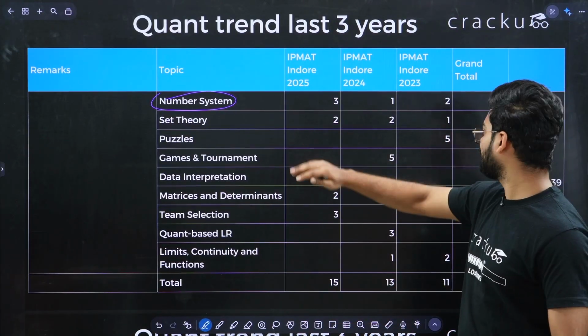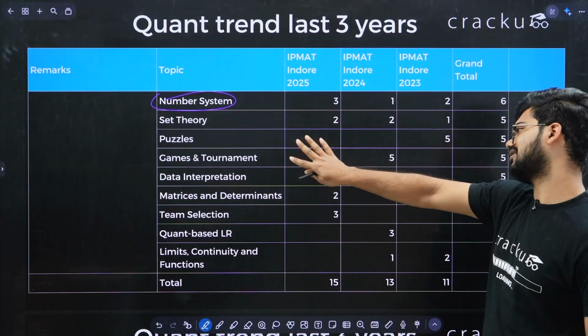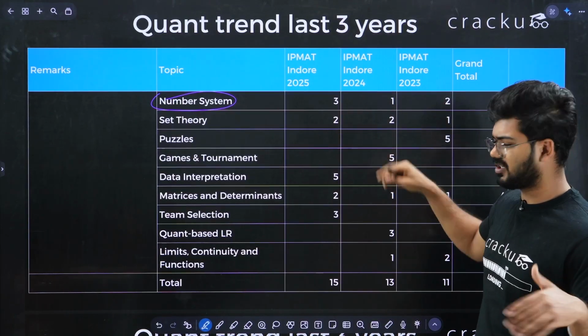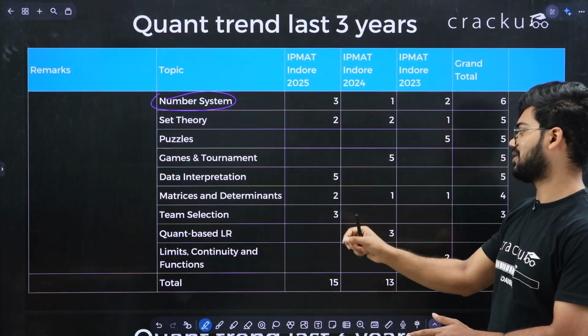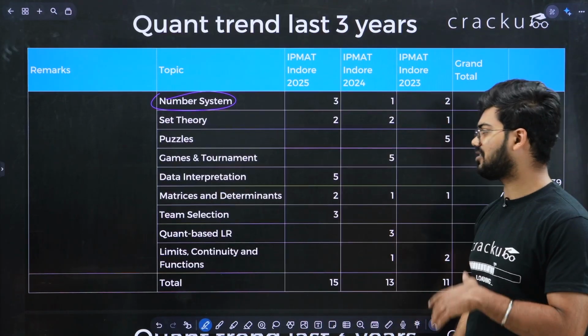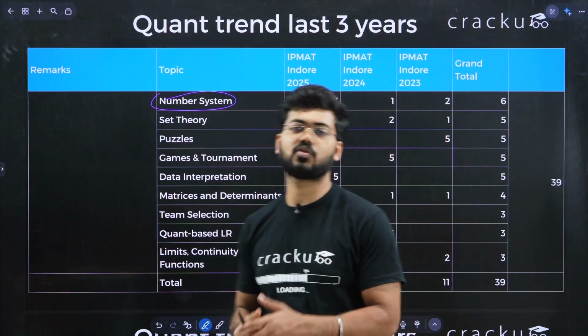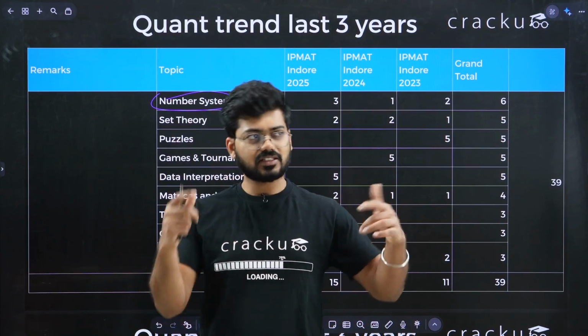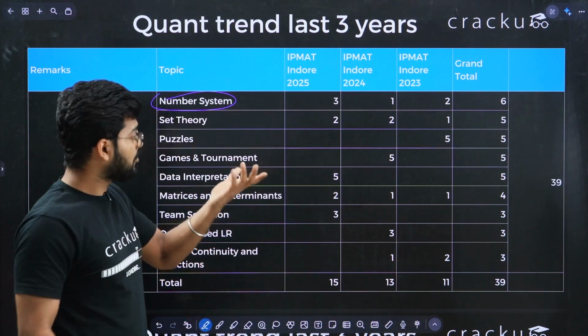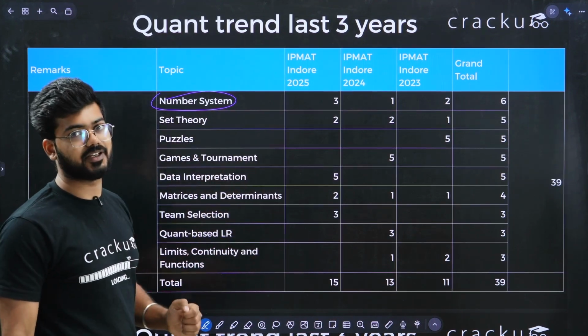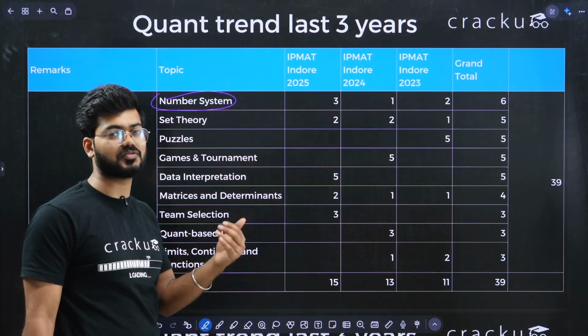Like set theory, puzzles, right? Puzzles are just random, like number based puzzles, any puzzle can come. Games and tournaments, that's a specific topic. Data interpretation, like understanding of graphs, they can give you a bar graph, pie chart, and some relations, some ratios involved, right? And by using ratios, puzzles can also be made. So that is why I was saying ratio is very important.